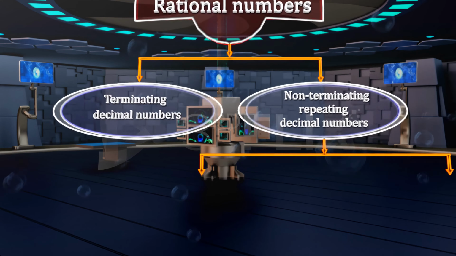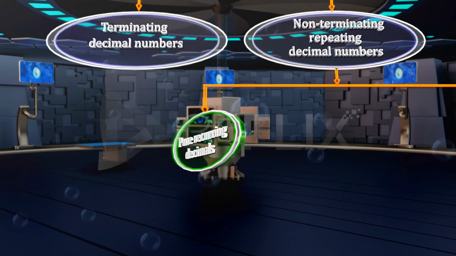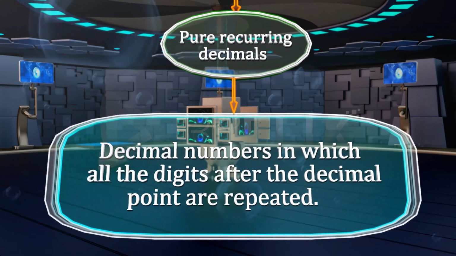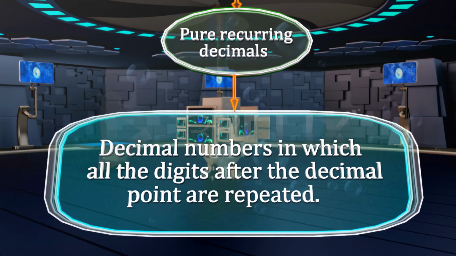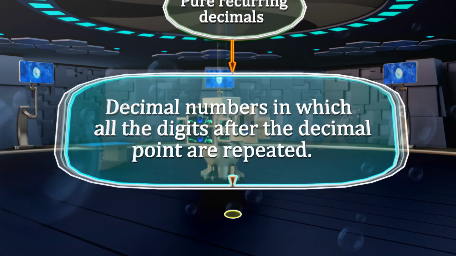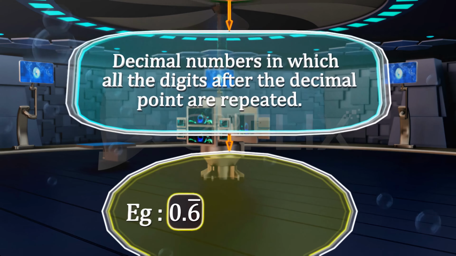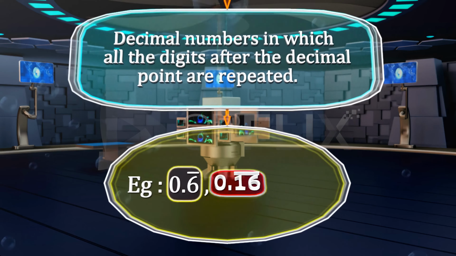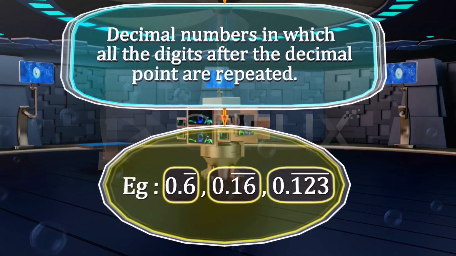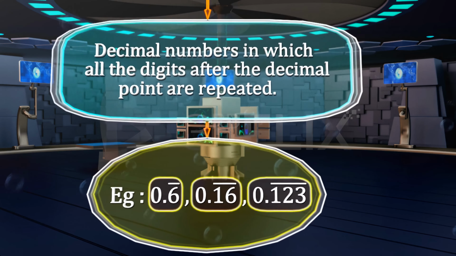1. Pure recurring decimals. Decimal numbers in which all the digits after the decimal point are repeated are known as pure recurring decimals. Example: 0.6 bar, 0.16 bar, 0.123 bar are pure recurring decimals.